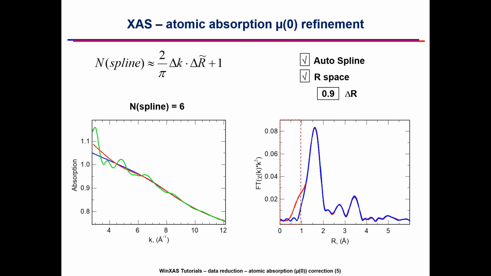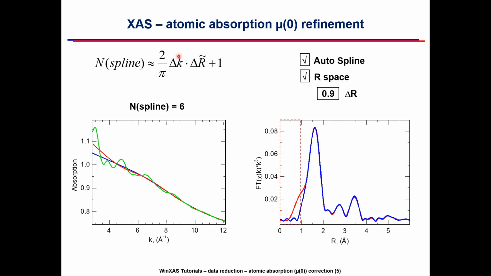For the refinement in R space, the chi of k is calculated using the current spline function and subsequently Fourier transformed. Minimized in the refinement now is the total signal in the low R range as given by the delta R parameter. This assumes that no nearest neighbors should be present at these low interatomic distances, and thus the amplitude of the Fourier transform should be close to zero.